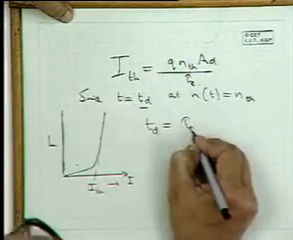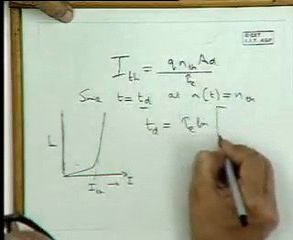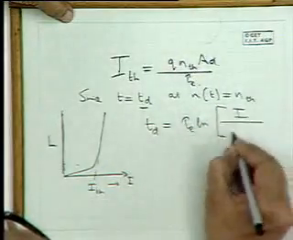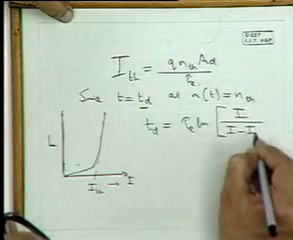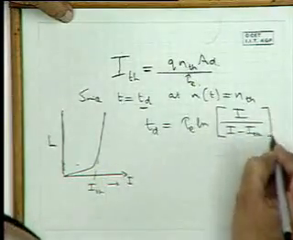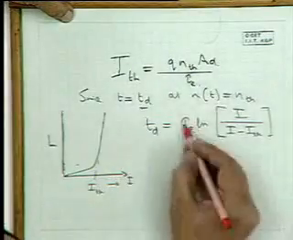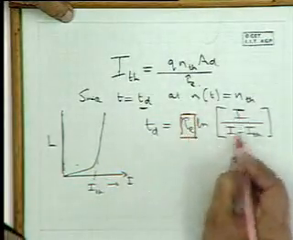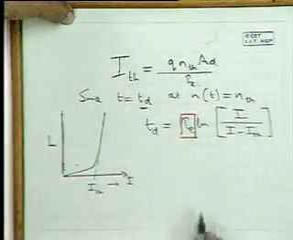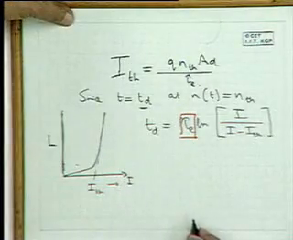That is equal to tau e log I over I minus I_th. It's a fairly simple expression. So you see that it depends upon this minority carrier recombination time, and it's log I over I_th.